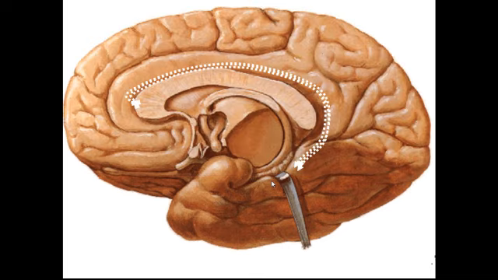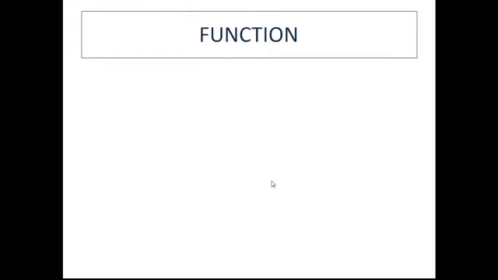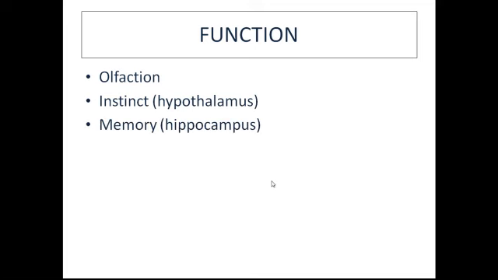This is the cingulum, connecting the cingulate gyrus with the parahippocampal gyrus. This is the fornix. This is the mammillothalamic tract. Now we go to the function of the limbic system. As we have said, it is concerned with olfaction. The instinct, especially the hypothalamus, is concerned with instinct. Memory, especially the hippocampus. Emotion, hippocampus, amygdaloid, and many other parts of the limbic system are concerned with emotion.